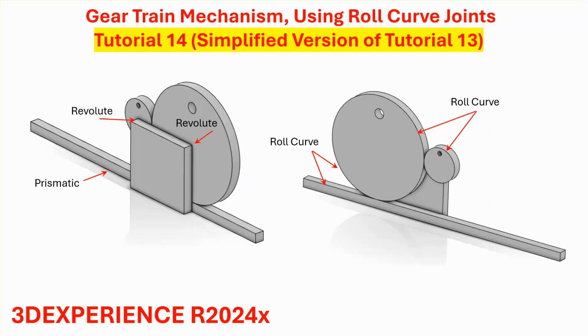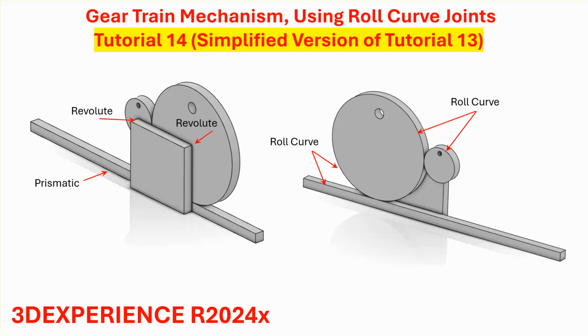Good day, folks. This is tutorial number 14, which is essentially a simplified version of tutorial 13 in the present playlist, which is named Kinematics Analysis in the 3D Experience. Now, when I did number 13, I mentioned that this gear train was going to be done with a gear joint and a rack joint, and I did it.